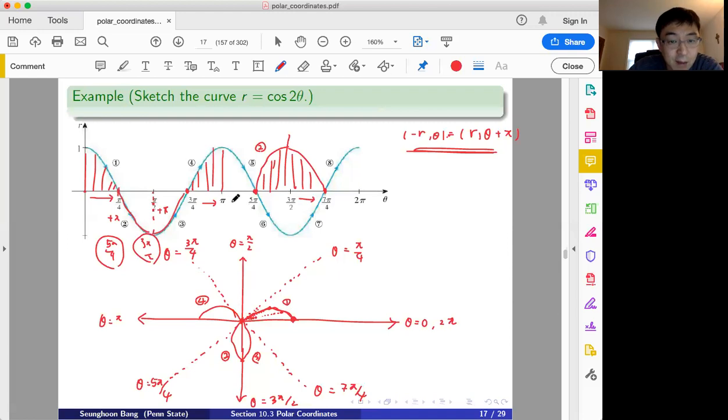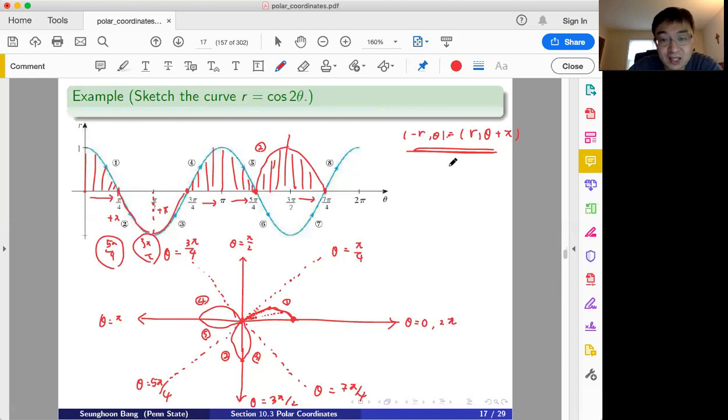Next one, pi and 5 pi over 4. So angle is increasing, length is decreasing from 1 to 0. So here, like this. This is 5. Was like 6. We can use this one.